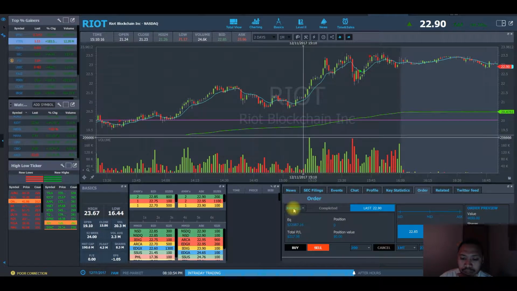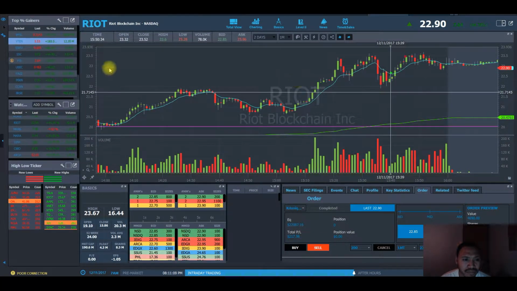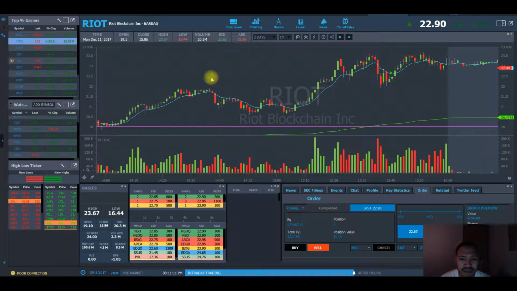217. This is my email in here for my account. I have no position because I'm out of the position. This is my P&L, profit loss. I profited obviously $217.98. If you look right here, this is a Nasdaq stock, right?